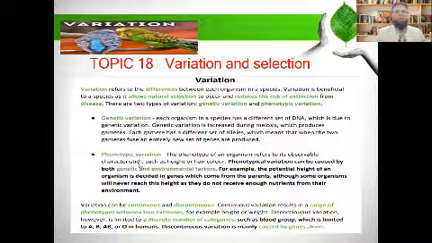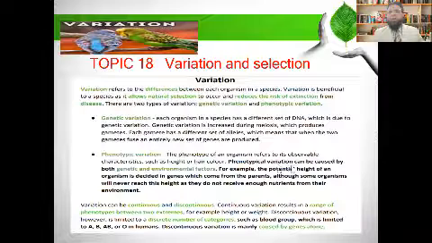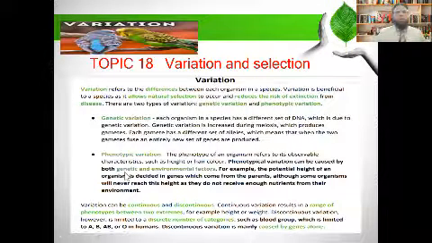Now, phenotypic variation. The phenotype of an organism refers to its observable characteristics. The appearance of the organism is called the phenotypic variation, such as height or hair color. Phenotypic variation can be caused by both genetic and environmental factors. Here you can see genetic and environmental factors, meaning both factors are involved. The gene is responsible as well as the environmental factors.